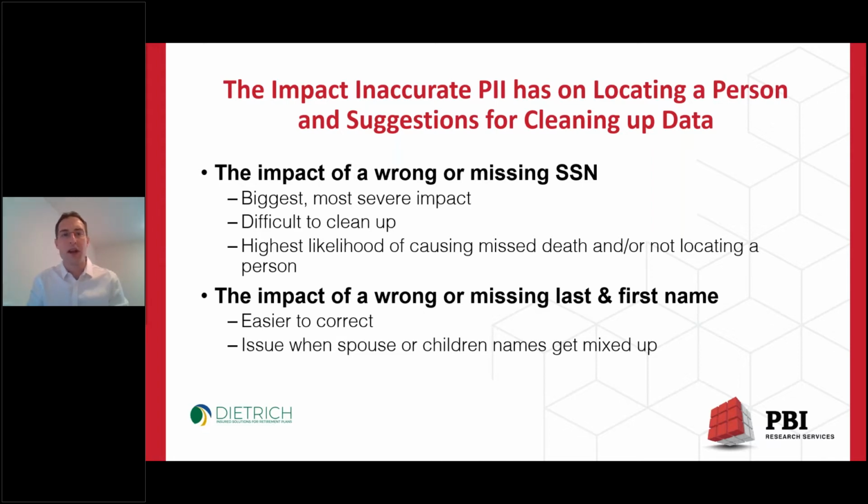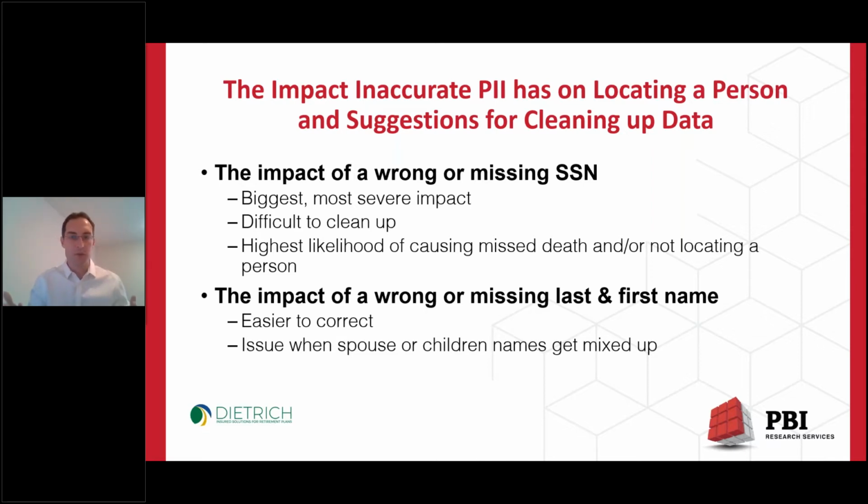And then as far as the biggest issue we have, it's when somebody gives us potentially a spouse's name or a child's name with all the other data points of the participant, and it's unclear to us if they actually mean the participant that they're looking to find or the child.